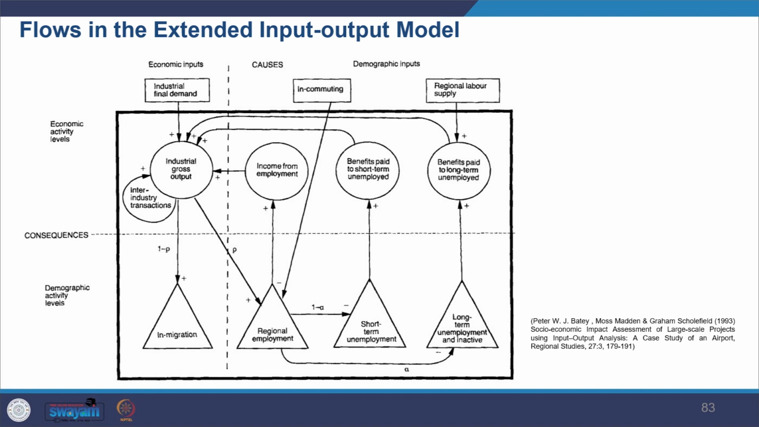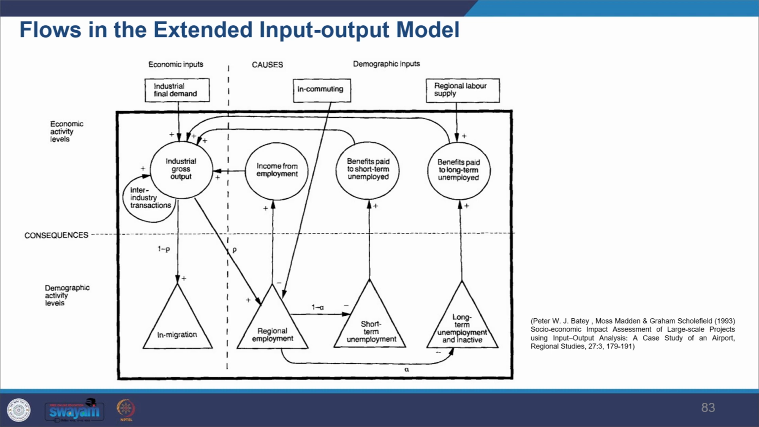Industrial gross output will happen, and because of that you'll have in-migration, and then you see that there will be regional employment, and income from employment would come, and then it will again link. Because of the regional employment, short-term unemployment would reduce, and that would lead to reduced benefits paid to the short-term unemployed. So you can take care of that as well.